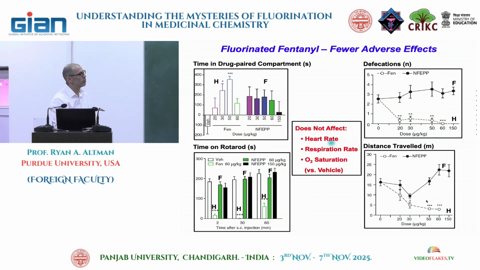These are particularly important because this is what is toxic. This is what's deadly, what's lethal for these drugs. The respiratory depression, losing oxygen in your system, decreased heart rate, that's what kills people when you take too much of these things. And this compound did not affect those as much as the parent compound.